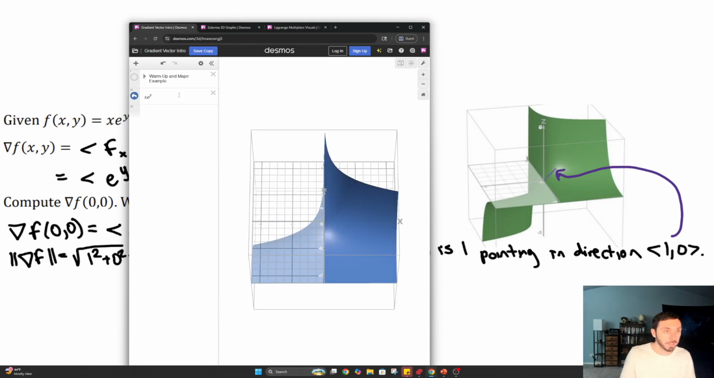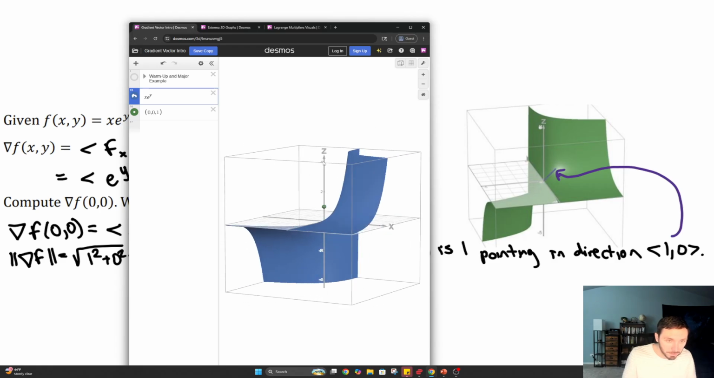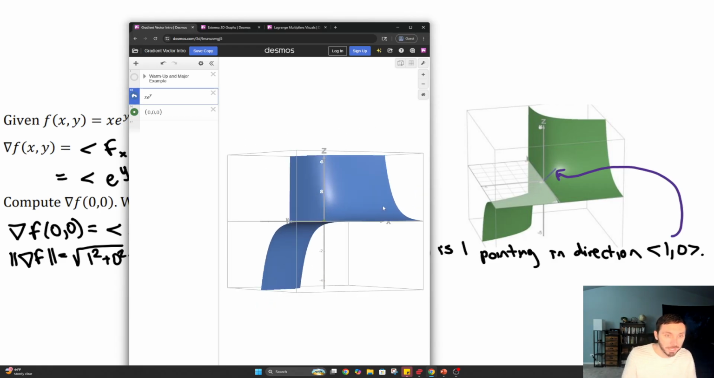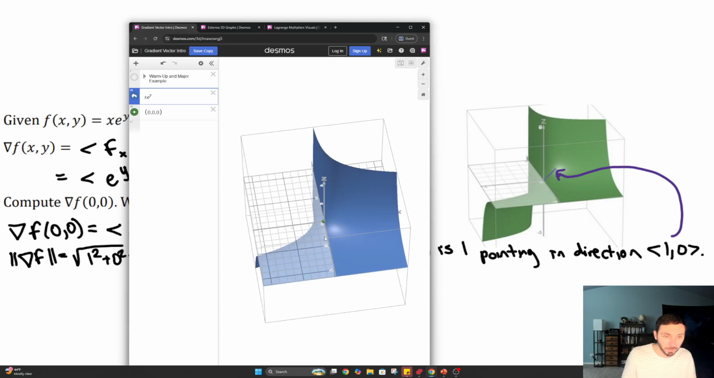So from point 0, 0, we have many different directions we can go. 0, comma, 0, comma, what is this going to be? 1, probably. Is that on the surface? Oh, it's not on the surface. 0, comma, 0, comma, 0. We have many different directions that we can head in, right? I can go here, I can go here, I can go here.